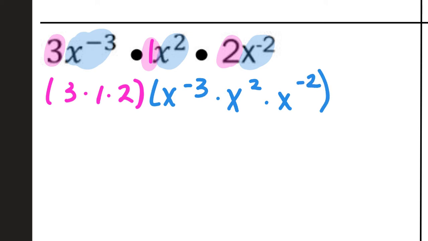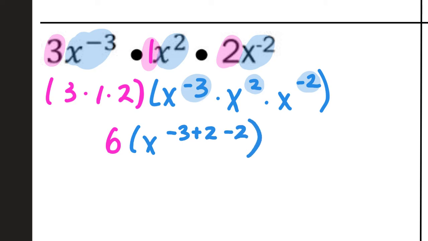Now if I multiply the numbers, 3 times 1 is 3, times 2 is 6. And then I'm going to add all the exponents for the second part of the example. So you'll have x to the negative 3 plus 2 minus 2. And when I simplify by combining all those together, I get this as 6. And when I add those, it's negative 3 plus 2 is negative 1, minus 2 is negative 3. So it's x to the negative 3.